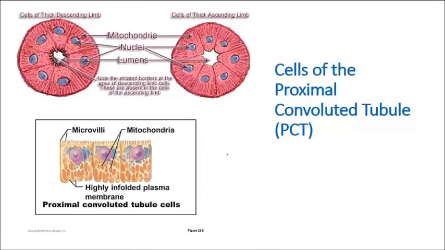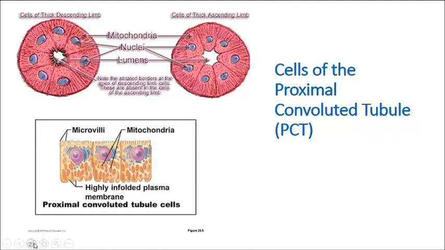Now let's talk about the cells of the proximal convoluted tubule. Remember we talked about the different segments of nephrons earlier, and I told you that nephrons contain three different types of tubules: proximal convoluted tubule, loop of Henle, and distal convoluted tubule. If you look at the proximal convoluted tubule, you will see that it is simple cuboidal cells that make up the structure of the proximal convoluted tubule.